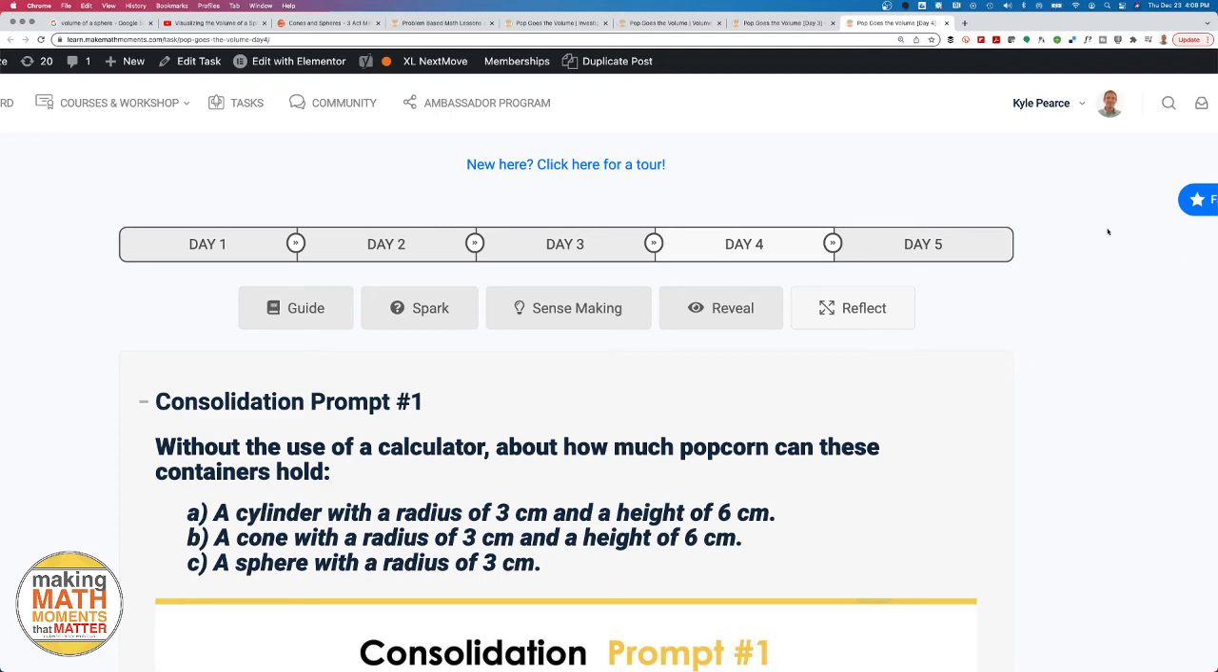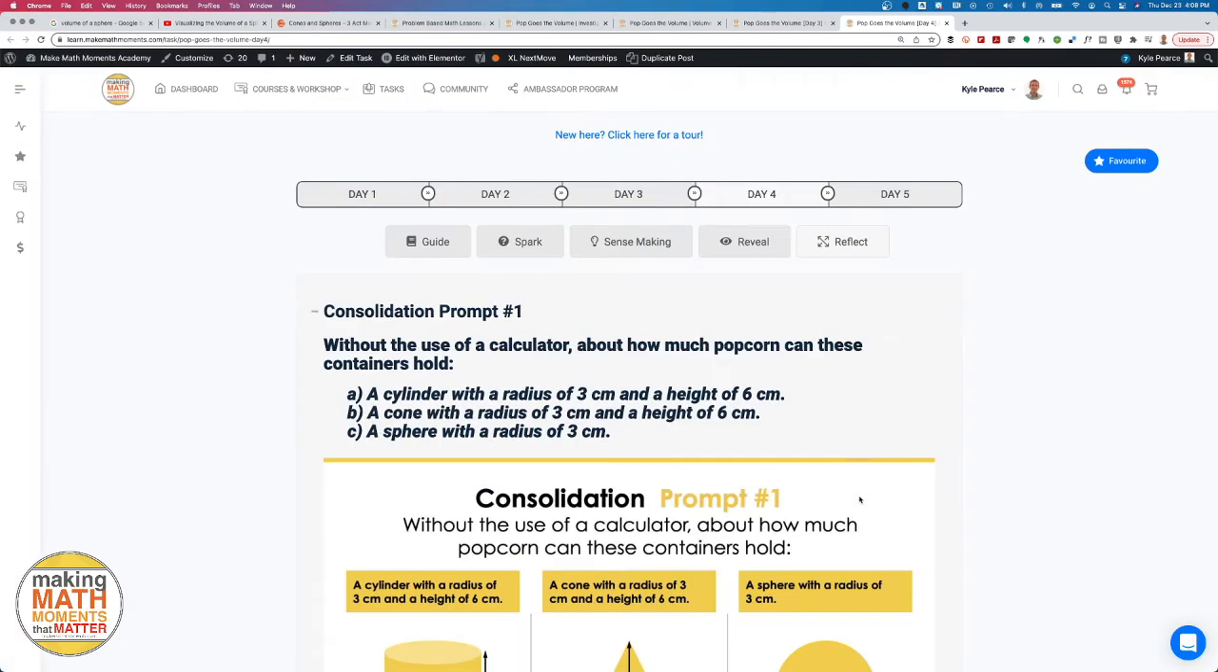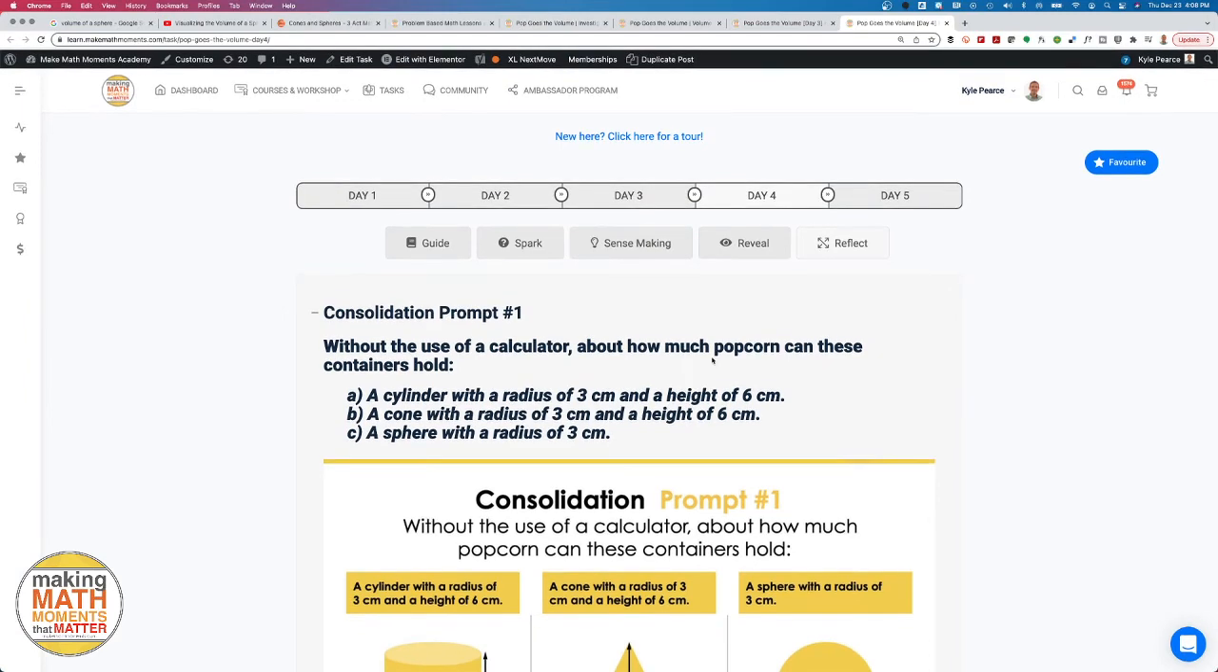And actually at day 6, an assessment is coming, but it isn't released as of the time of this recording, but it might be there by the time you see it.